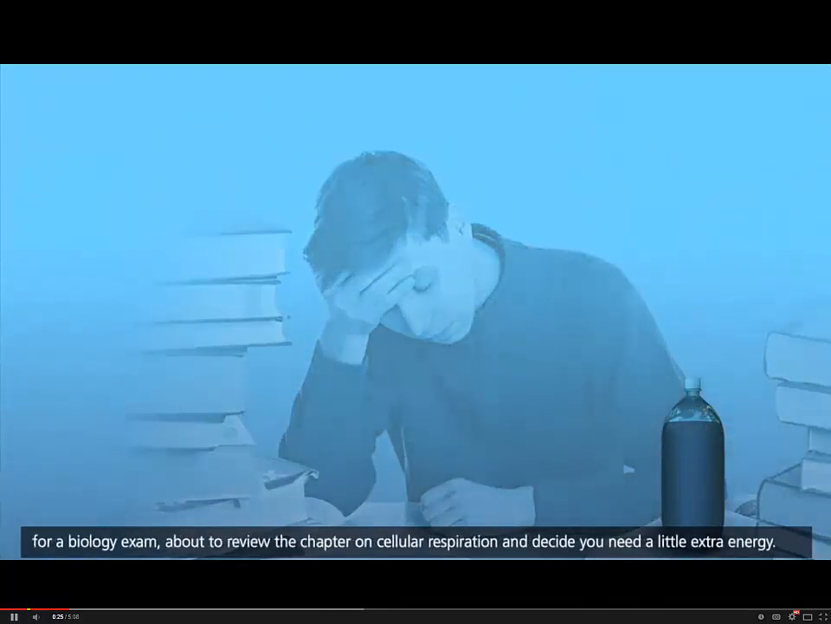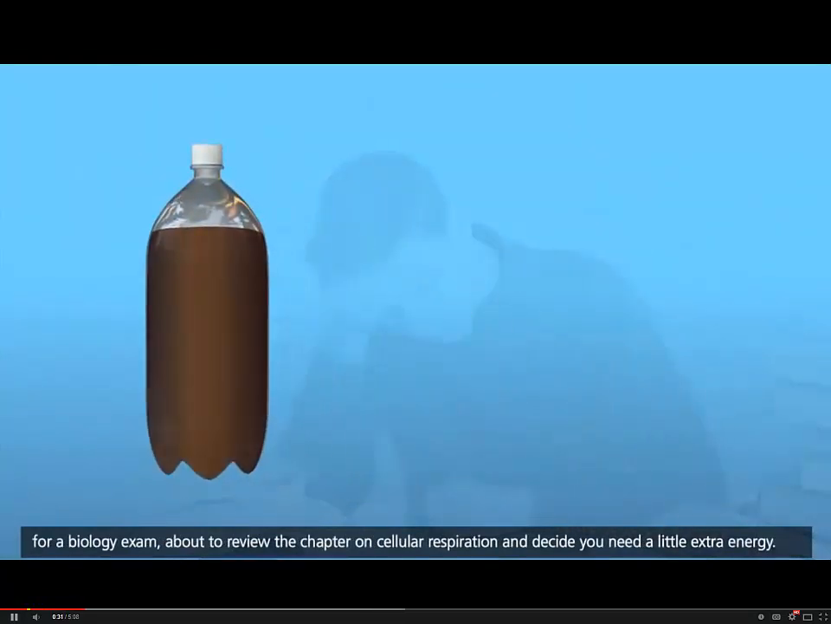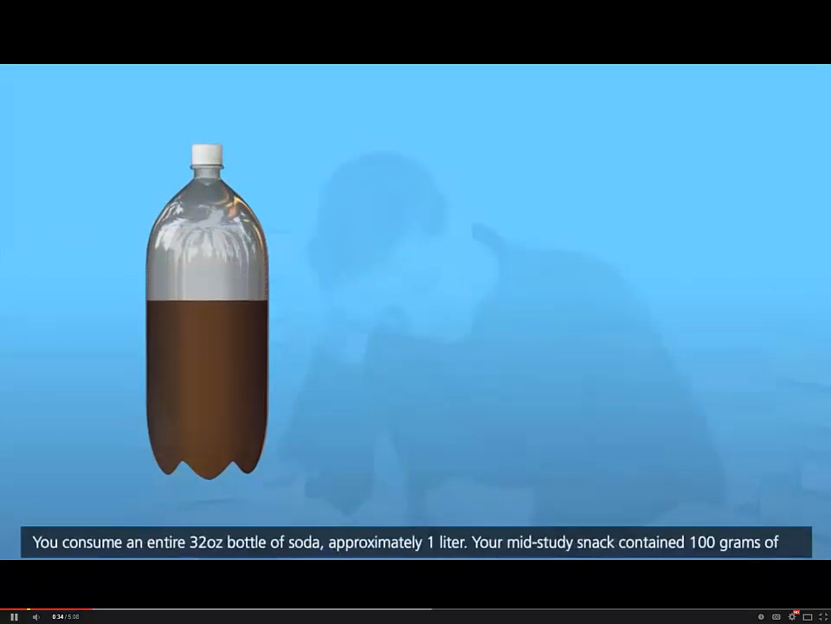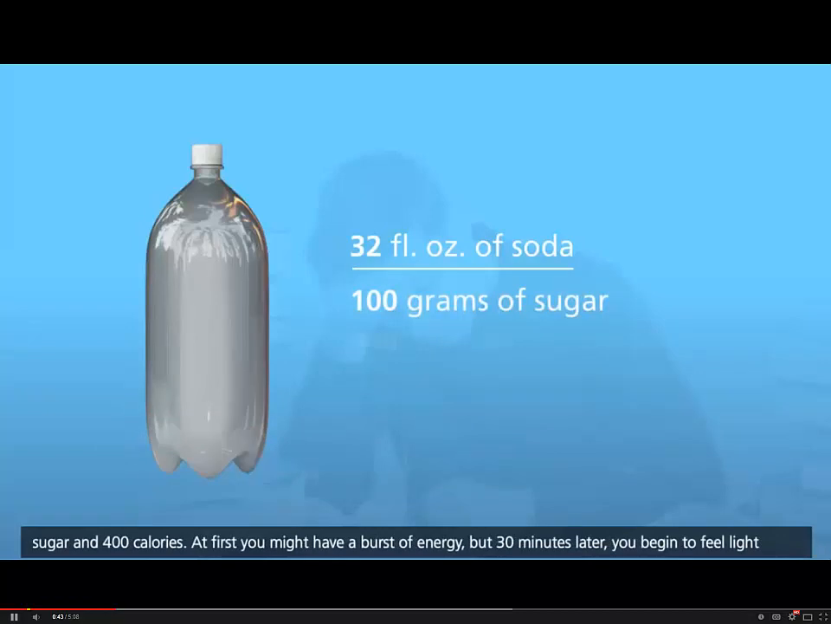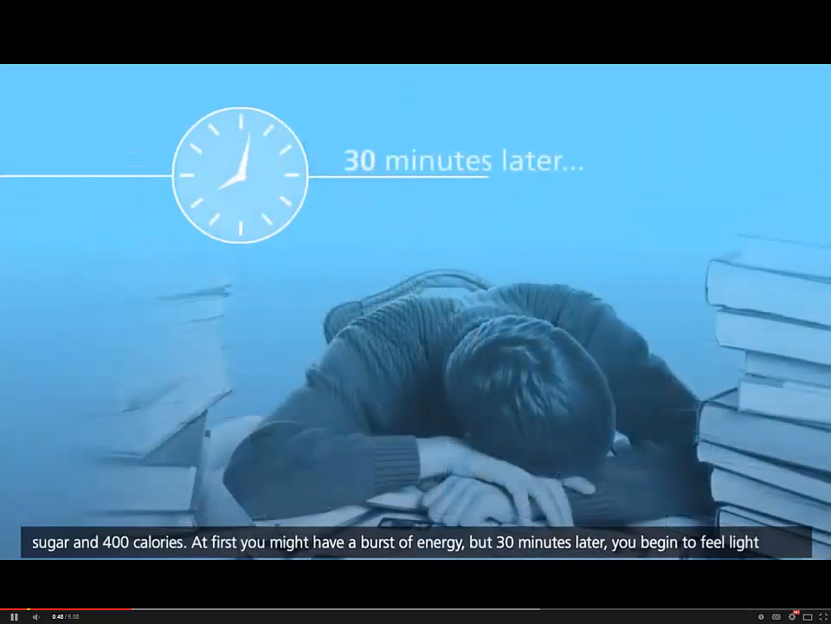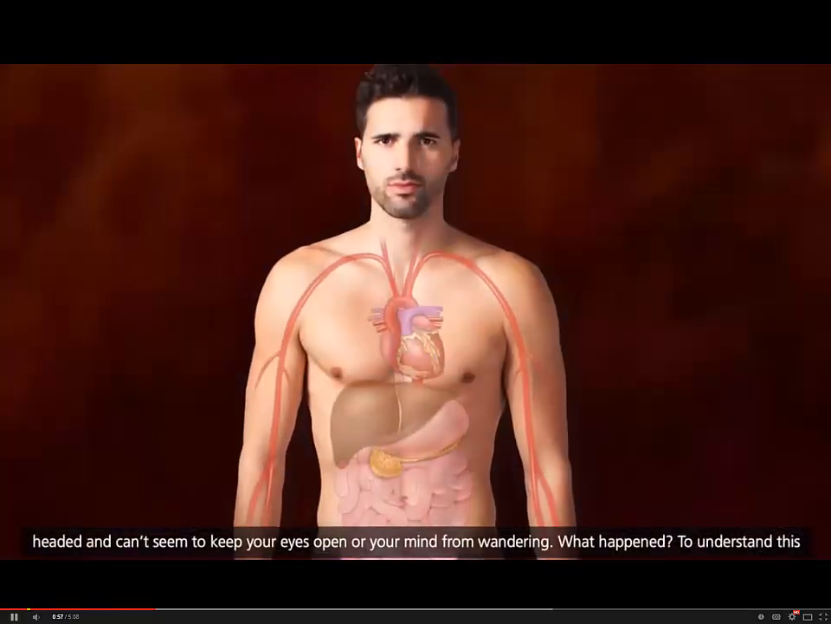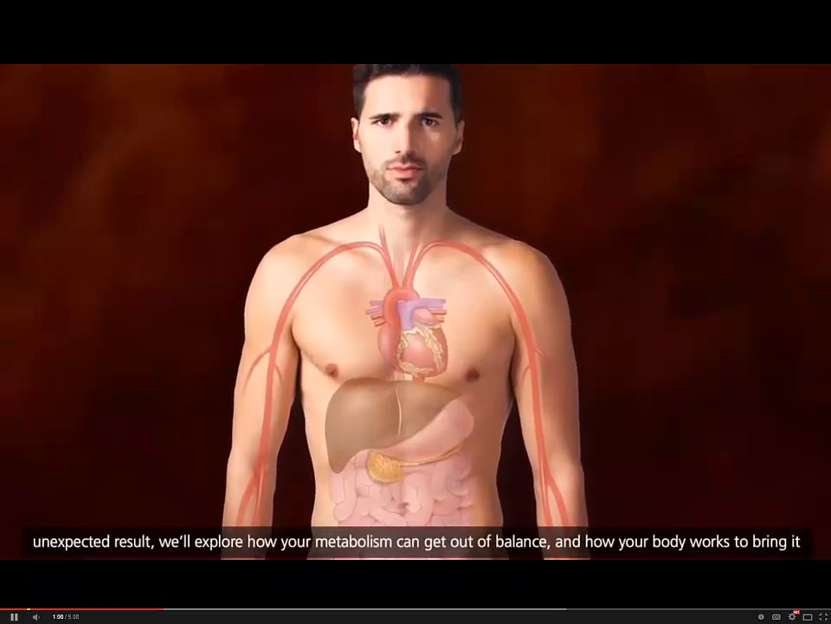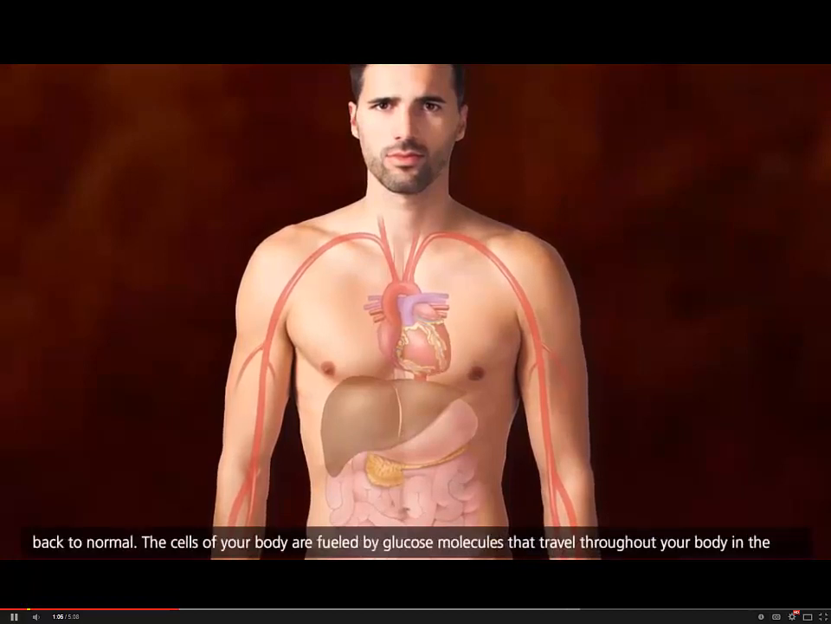You are studying for a biology exam, about to review the chapter on cellular respiration, and decide you need a little extra energy. You consume an entire 32-ounce bottle of soda, approximately 1 liter. Your mid-study snack contained 100 grams of sugar and 400 calories. At first, you might have a burst of energy, but 30 minutes later, you begin to feel lightheaded and can't seem to keep your eyes open or your mind from wandering. What happened? To understand this unexpected result, we'll explore how your metabolism can get out of balance and how your body works to bring it back to normal.